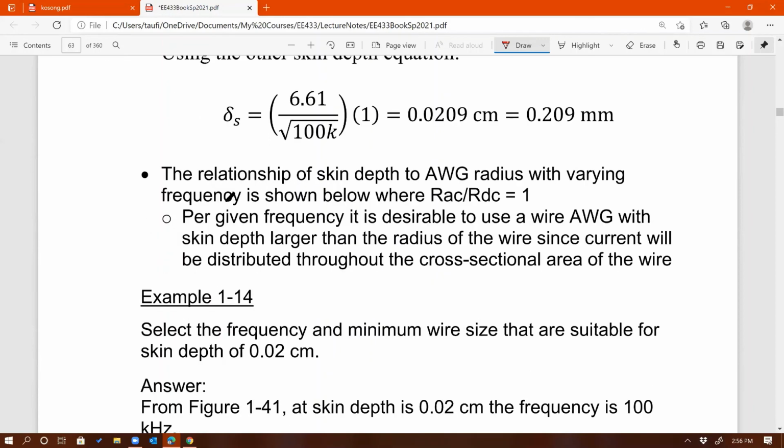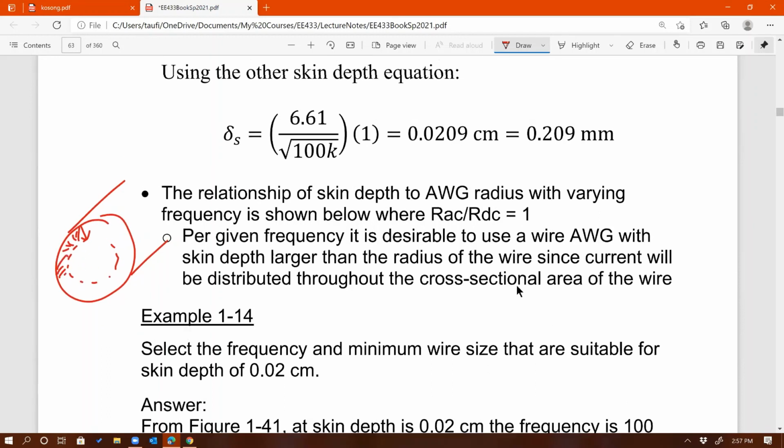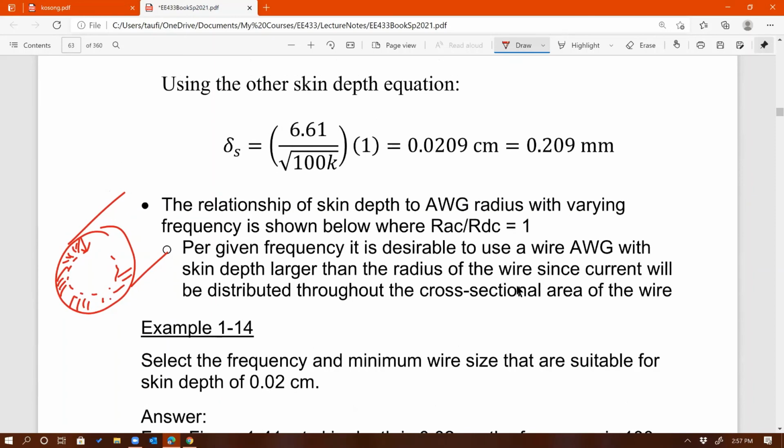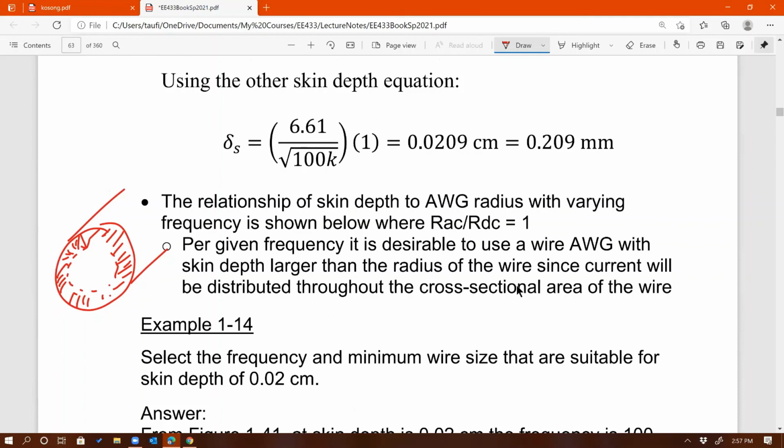All right. The relationship of skin depth to gauge, wire radius with varying frequency shown below, where RAC over RDC is equal to 1. For a given frequency, it is desirable to use a wire with skin depth larger than the radius of the wire, since current will be distributed throughout the cross-sectional area of the wire. What that means is this. If, let's say, this is the cross-sectional area of the wire, and the skin depth is that much, then that's not good, because you're only using that portion of the cross-sectional area of the wire, which means very high resistance.